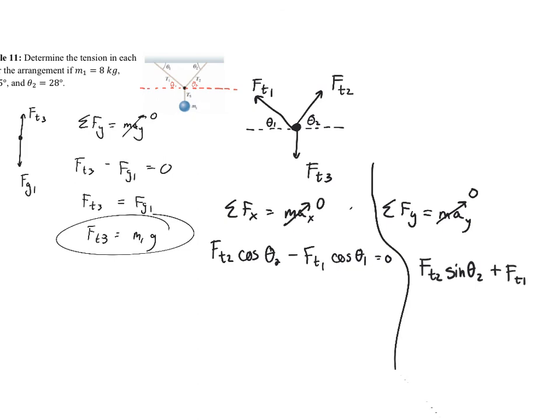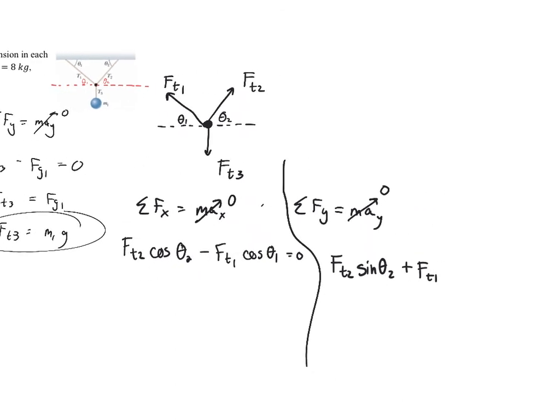ft1, its y component, is pulling up. And what's pulling down? Yeah, how much of ft3? All of it. All of ft3 is pulling down, because ft3 is acting downward, so there's no sign of theta.